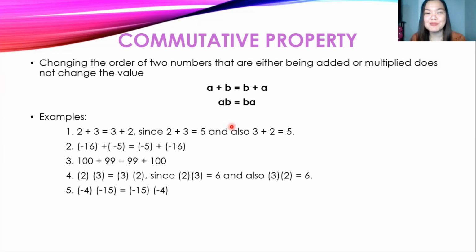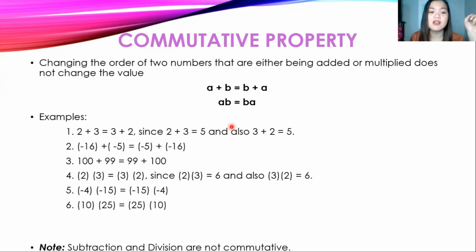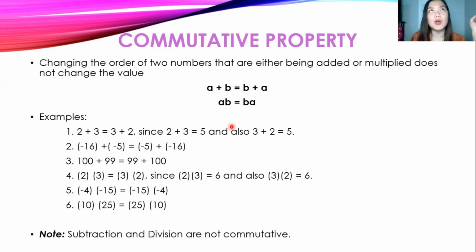Correct. It's positive 60. Even if you reverse it, the product is the same. Okay, so let's have another example. If you have 10 times 25, it's the same as 25 times 10 because we know that their product is 250. Take note that subtraction and division are not commutative.